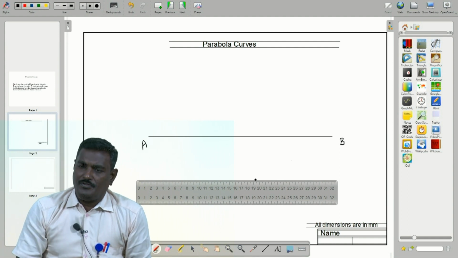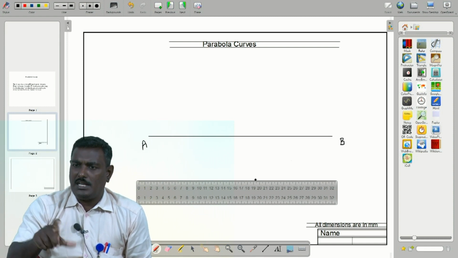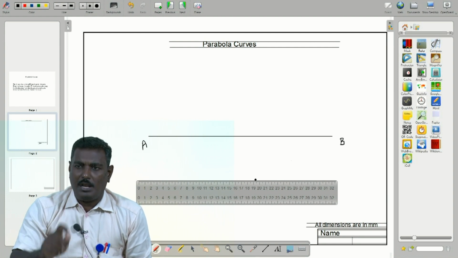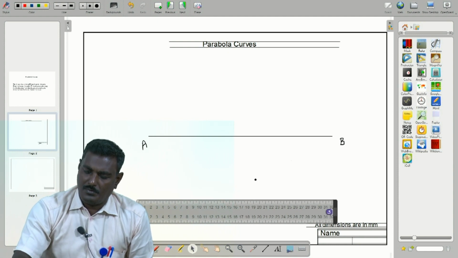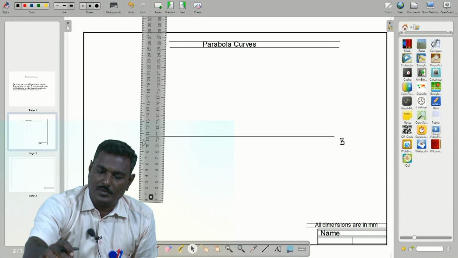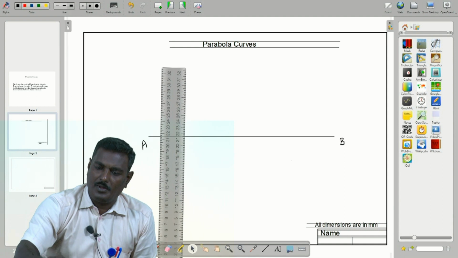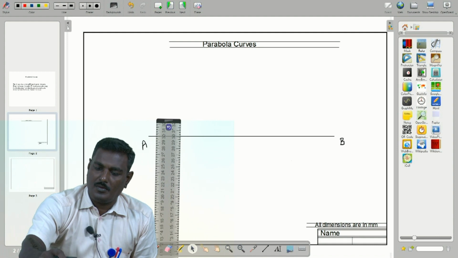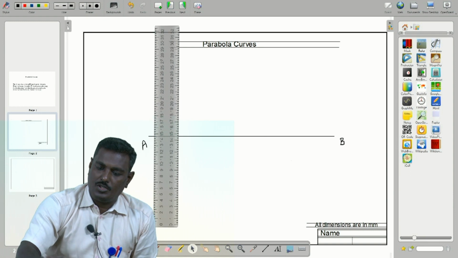But in software it's not available, so I just use the scale, both vertical as well as horizontal, instead of the mini drafter. But in actual practice you have to use the mini drafter only. Here you have to make a perpendicular. So draw a perpendicular line.